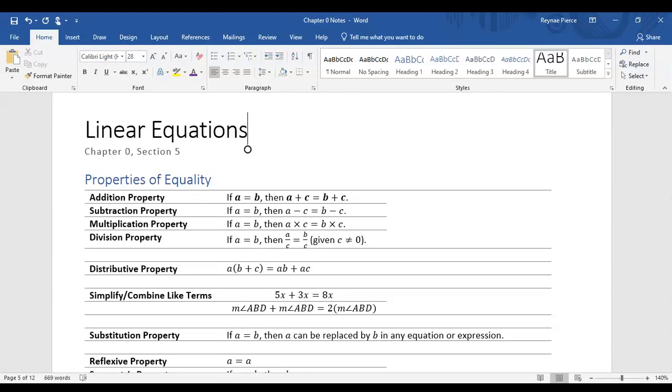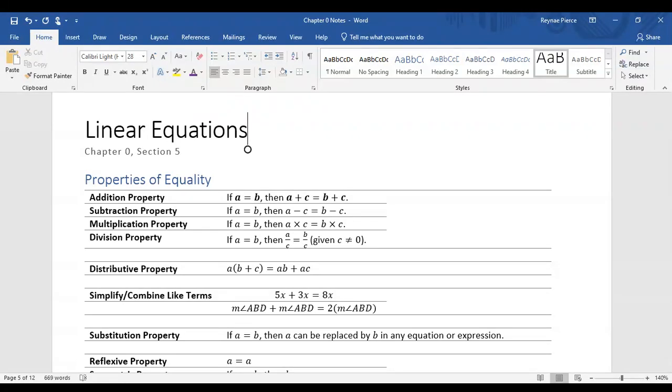Section 5 from Chapter 0 is about solving linear equations. Okay, again, review from Algebra 1, so it shouldn't be brand new information. The first thing that we're going to review is the properties of equality. Essentially, these properties of equality are what we can use to solve linear equations.